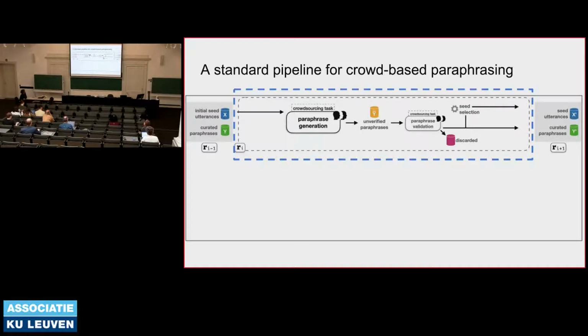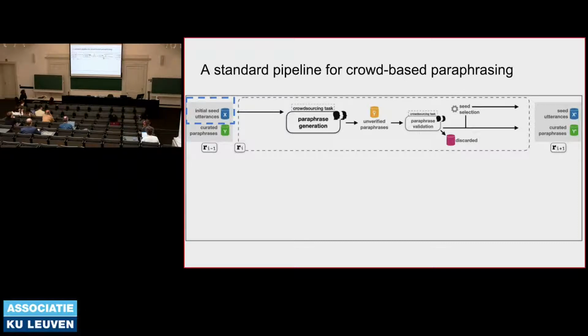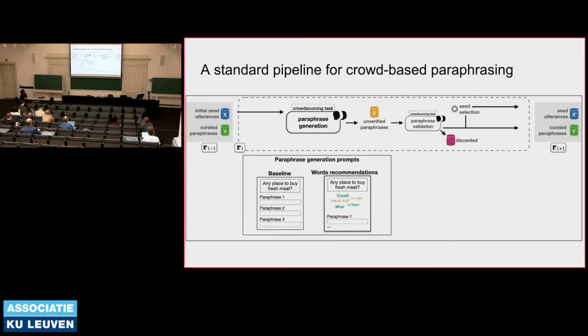An initial set of seed utterances is uploaded into a crowdsourcing platform, and workers provide paraphrases for these. A second crowd then validates these paraphrases, and finally, a seed selection step determines the seed for the next round. The focus of the strategies following this pipeline is to ultimately reduce the bias effect of factors like the seed utterances. The prompts leveraged in the paraphrase generation step are another element of the pipeline.